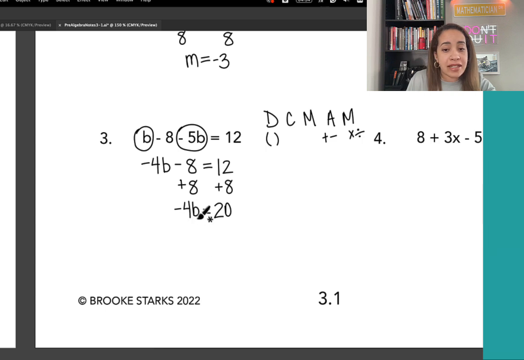So now I see multiplication. That's all that's left. To cancel out multiplication, we divide. We need to divide both sides by negative 4. Now we've got b all by itself on the left side, and on the right side, 20 divided by 4 gives us 5. And since they have different signs, we do get an answer of negative 5.